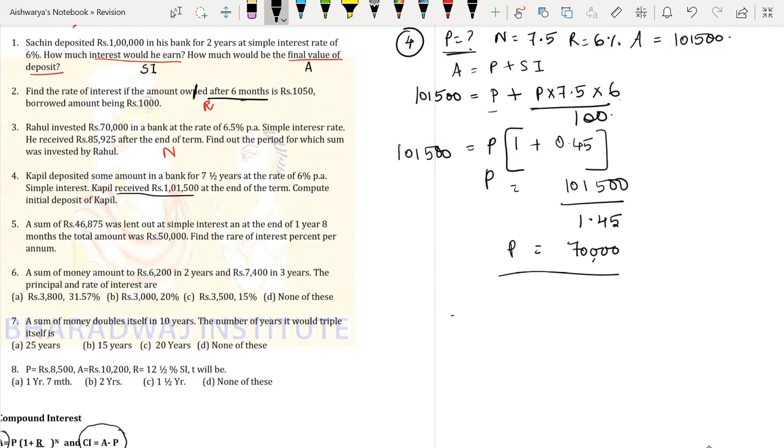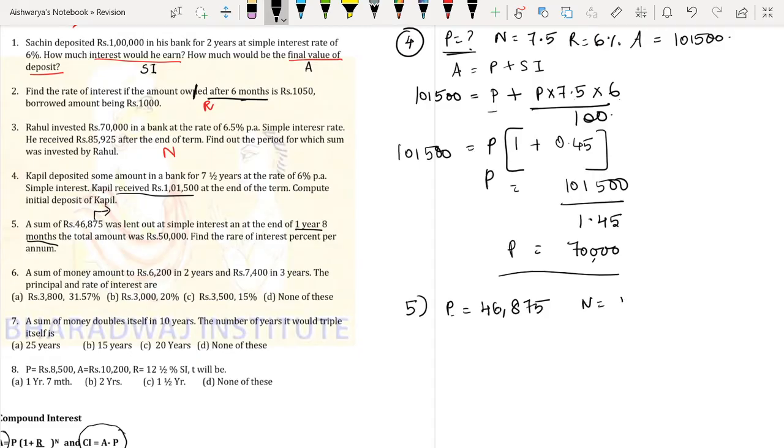I've just taken this question because some people have difficulty converting 1 year, 8 months in the tests I've seen. So that is why we are taking it. A sum of rupees 46,875 was lent out. Lent out means this becomes our initial value, which is your principal, 46,875, at simple interest at the end of 1 year and 8 months.